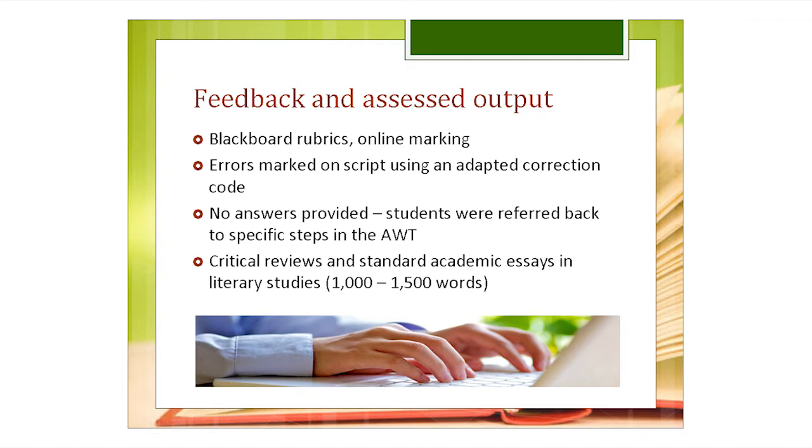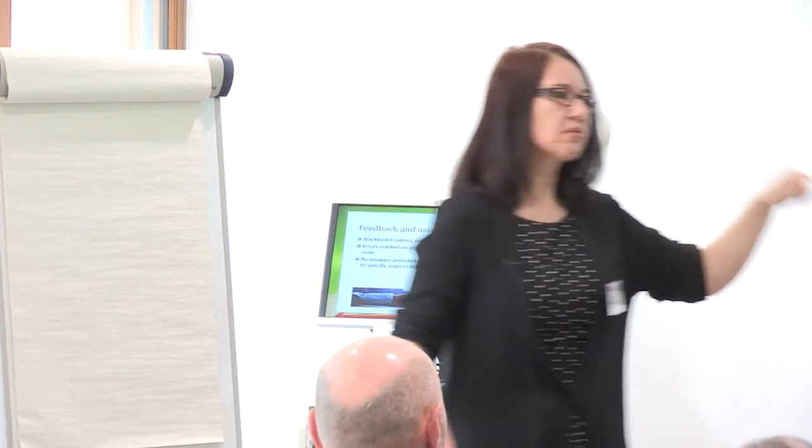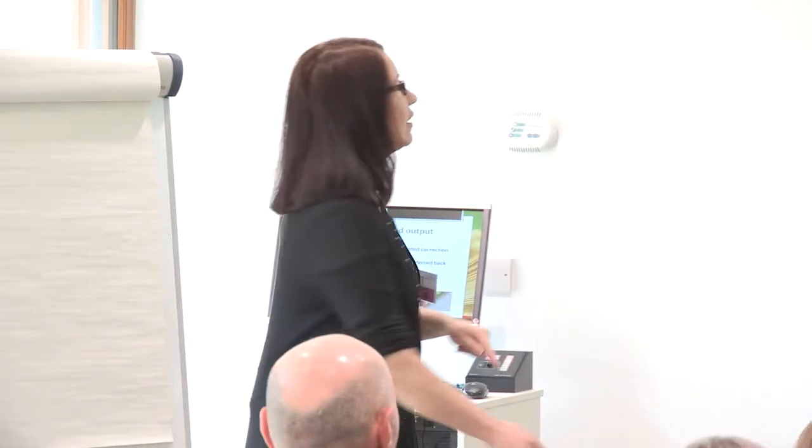But the correction code was not only grammar. I included things like cautious language, style, critical analysis, misunderstanding, misconception. And instead of correcting, I would say, go back to academic writing tutorial step 2. Go back to academic writing tutorial step 5. Go back to academic writing tutorial step 1. Okay? So what happened is that they had to do it again, of course, for their assignments.